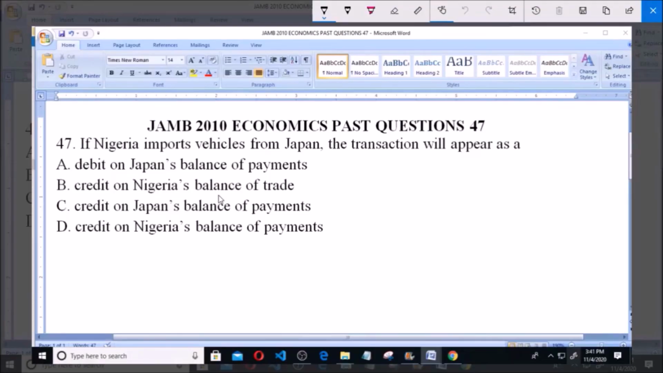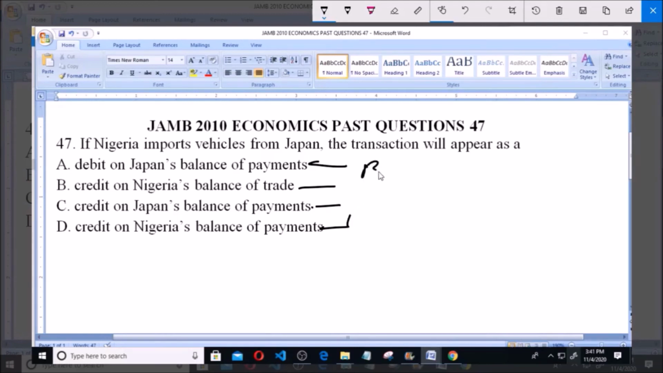Welcome to Jamb 2010 Economics Past Question. Question number 47 says, if Nigeria imports vehicles from Japan, transaction will appear as A. A says debit on Japan's balance of payments. B says credit on Nigeria's balance of trade. C says credit on Japan's balance of payments. And D says credit on Nigeria's balance of payments.